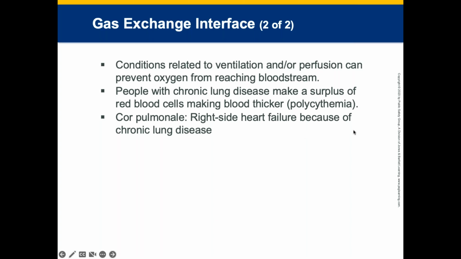Right. So pulmonary capillaries are narrow and normally allow red blood cells to pass through only in single file. So people with chronic lung disease or chronic hypoxia generate a surplus of red blood cells over time, making blood thicker. With this, it places strain on the right side of the heart, and you'll start having right-sided heart failure because of the chronic lung disease, or what they call cor pulmonale.